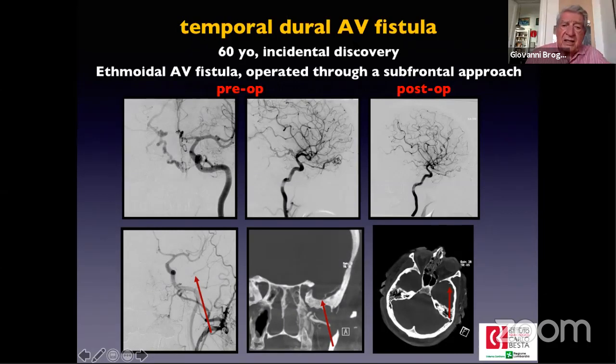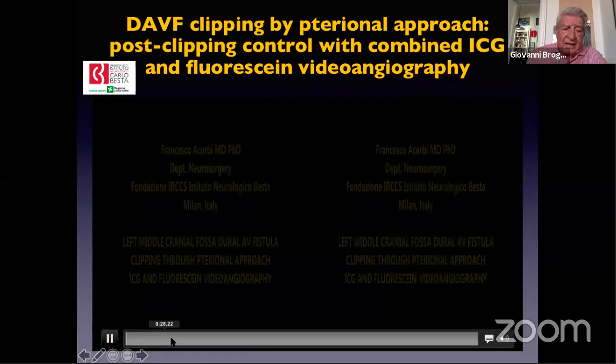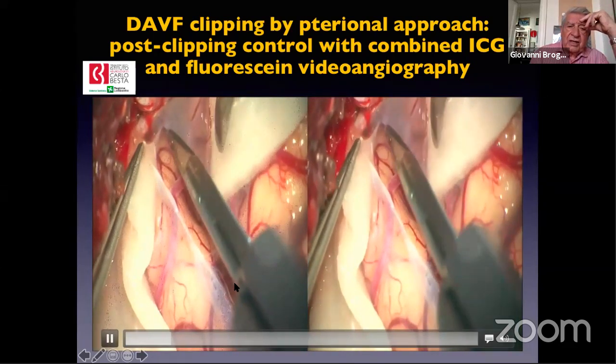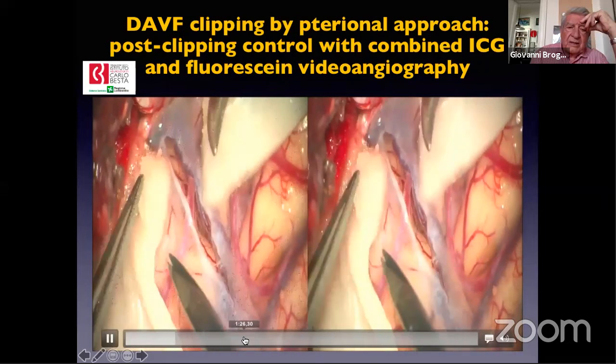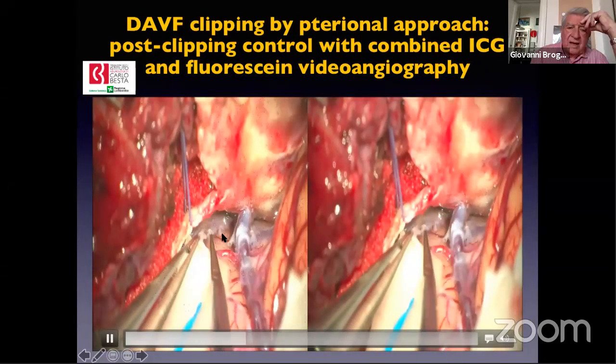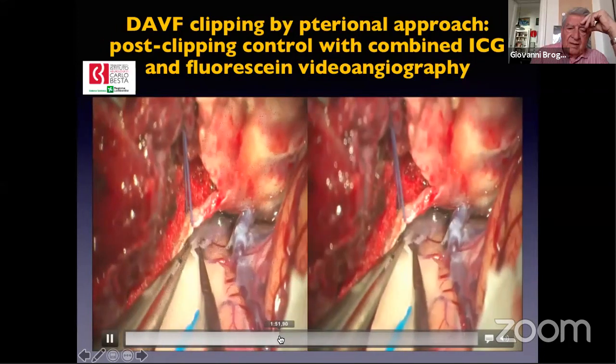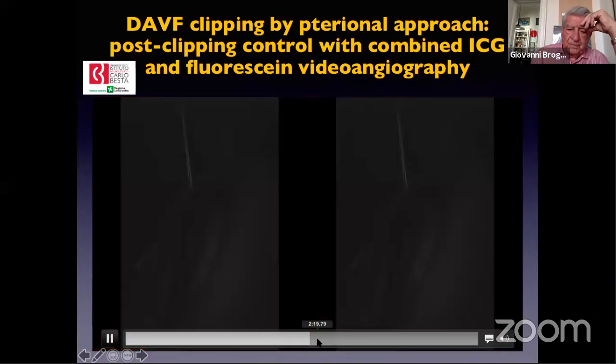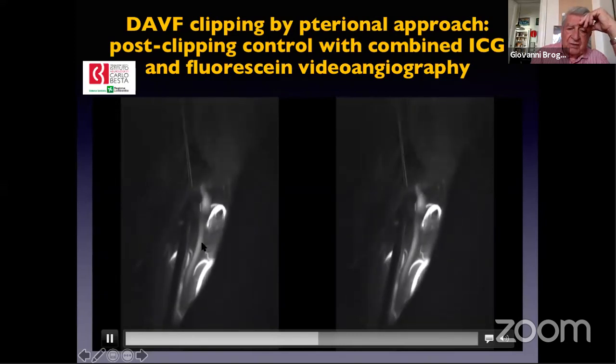This is another interesting situation: a dural AV fistula in the temporal lobe, at the tip of the temporal lobe. Again, this one too is done in three-dimensional. You see here the sharp dissection to expose the fistula, and you got there, but you can be sure of what you did only if you perform ICG. And you see here then the blood flow in the fistula. So that is what you can do.